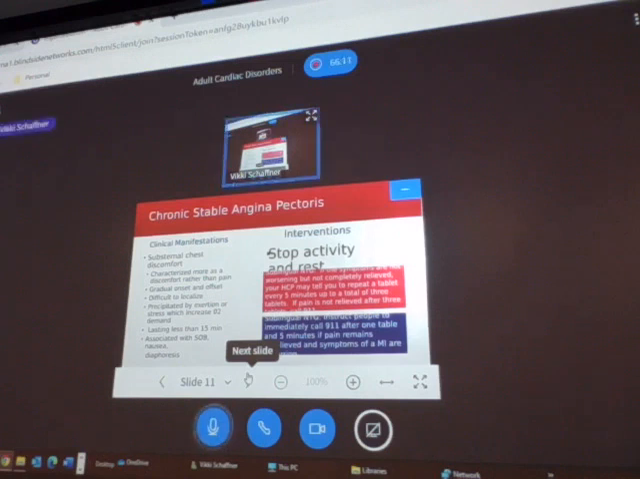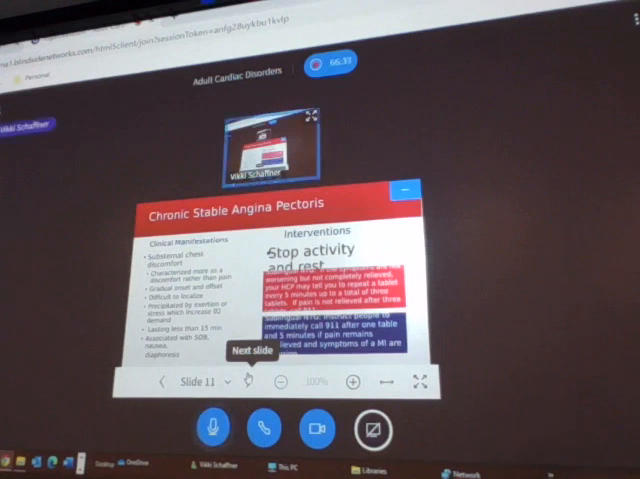There's usually no associated signs or symptoms with that. There isn't the profuse sweating, there isn't the nausea and vomiting that may be associated with acute coronary syndrome. But what you have to do with a person that has chronic stable angina is tell them to stop what they're doing and lay down.